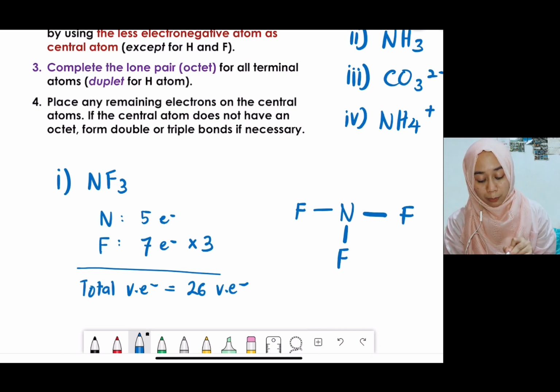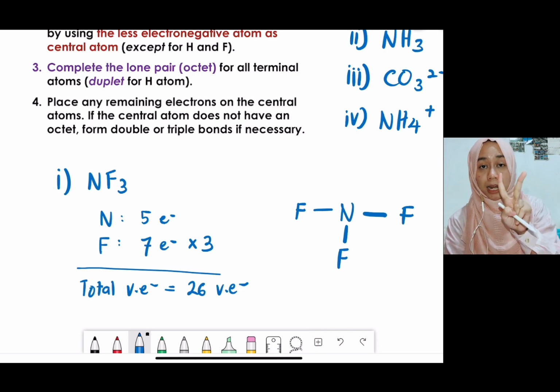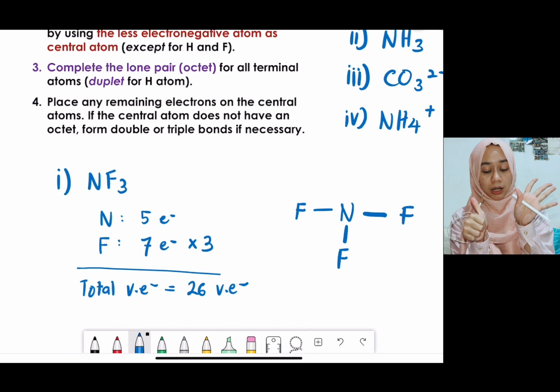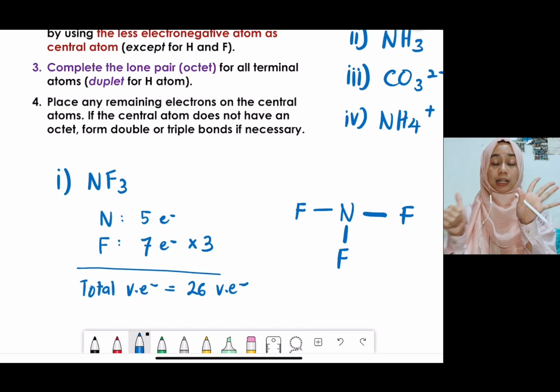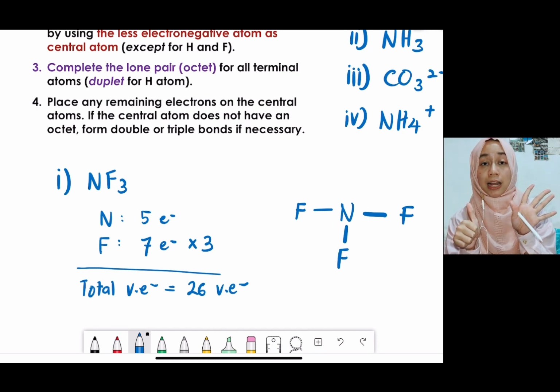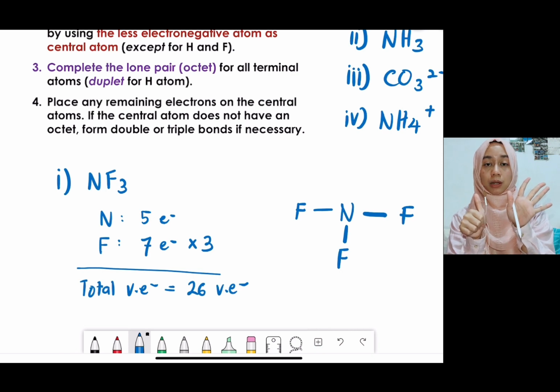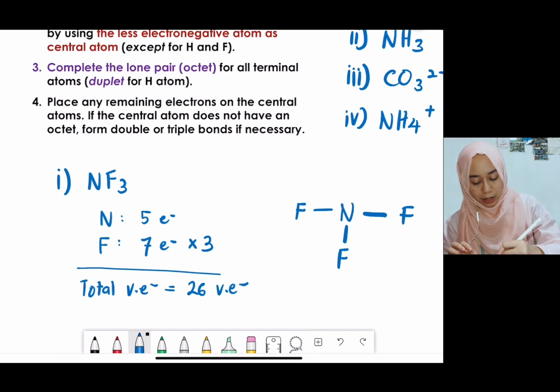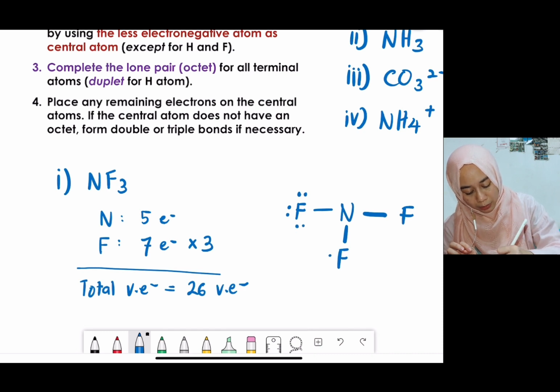Okay, kamu tengok yang bond yang dia attach dengan N tu, satu bond kan, satu bond ada 2 elektron. So, dia akan perlukan lagi 6 elektron untuk mencapai octet. So, 6 elektron ni kita tukarkan sebagai lone pair lah. So, kalau ada 6 elektron bermaksud it consists of 3 lone pair. Okay, so kamu buatlah 3 lone pair sekeliling kita punya fluorine ni. So, sama juga untuk yang bawah. And also the one yang sebelah kanan.